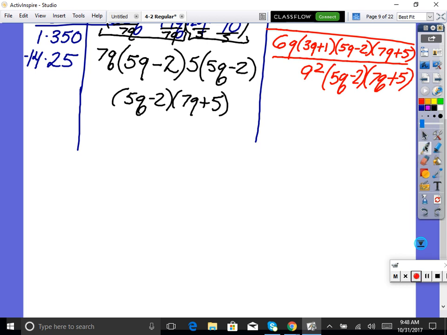Oopsies. Q cannot be what for that piece? 0 for that piece? You're awesome. And for this piece? Okay, very good. Is everybody caught up mentally? Now we're to the easiest part.